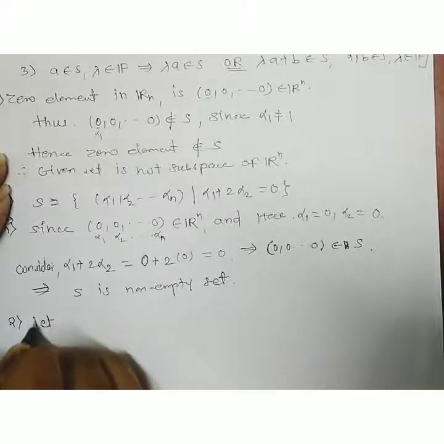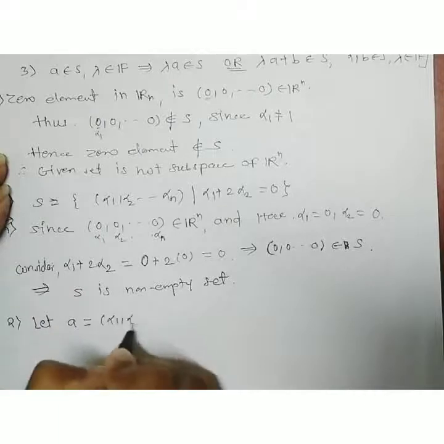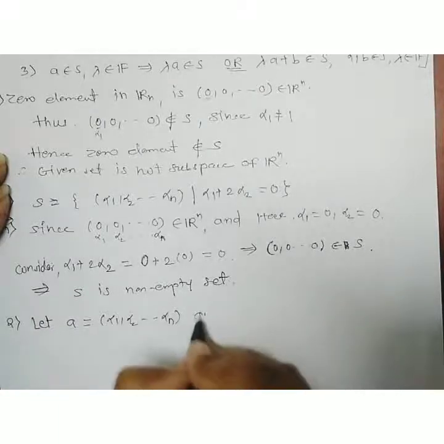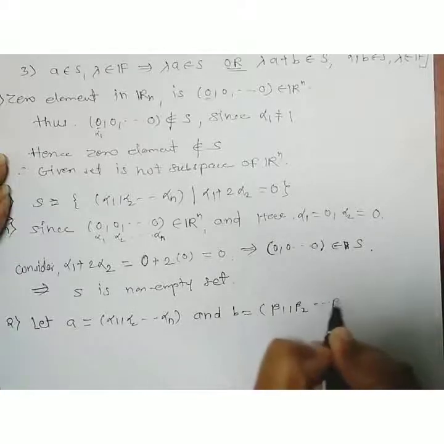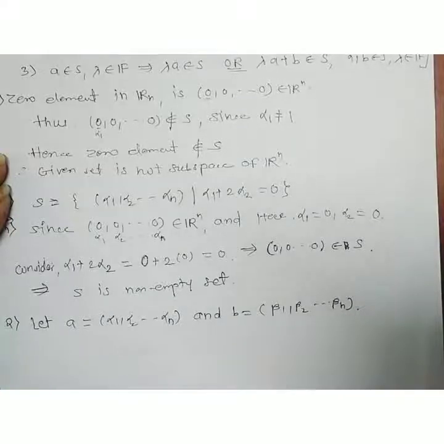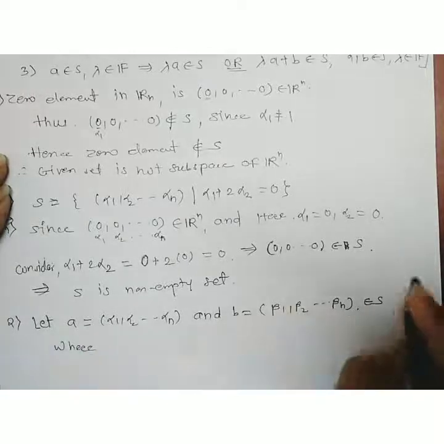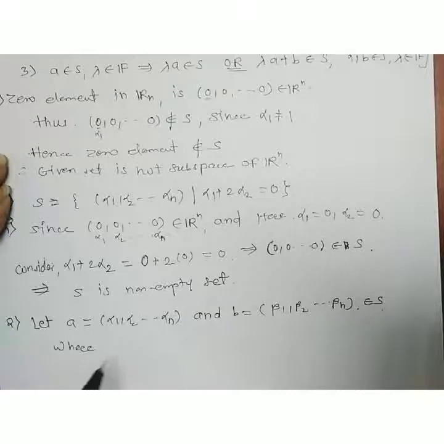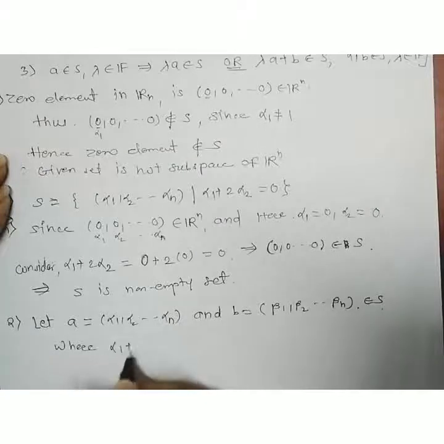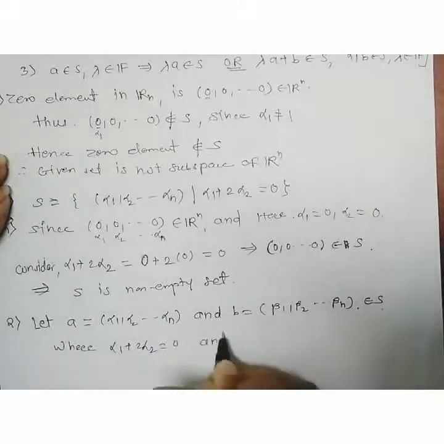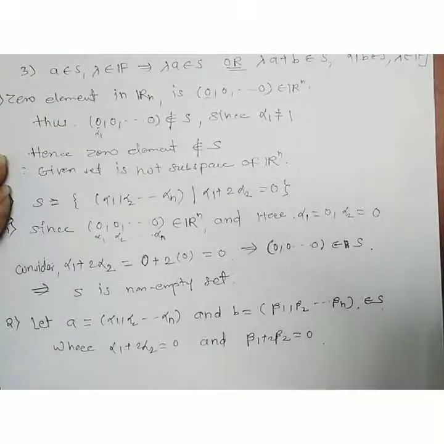For this, we have to take any two elements from that set. Let's consider A is equal to the ordered tuple alpha 1, alpha 2 up to alpha n, and suppose B is equal to beta 1, beta 2 up to beta n, where these elements belong to set S. As these elements belong to set S, this condition is satisfied. As A belongs to that set, alpha 1 plus 2 alpha 2 is equal to 0, and as B also belongs to that set, beta 1 plus 2 beta 2 is also equal to 0.